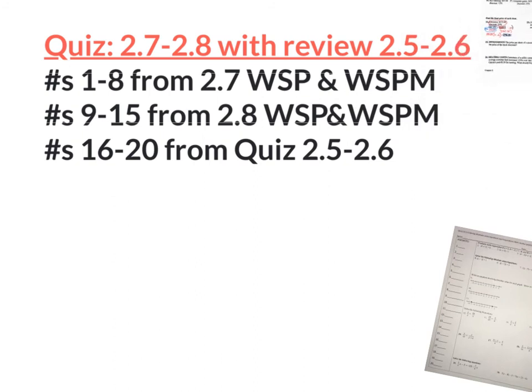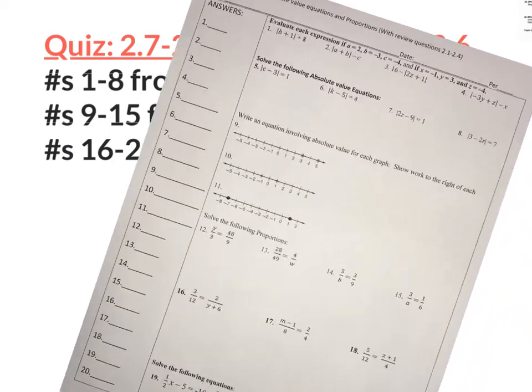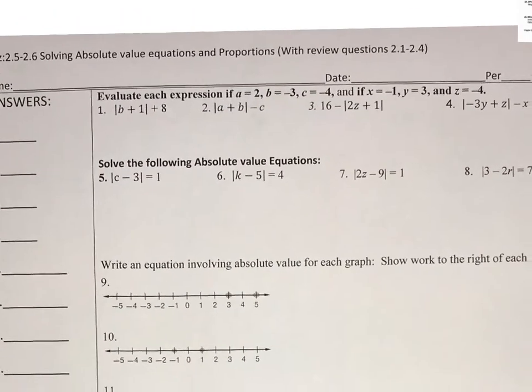The final part of the quiz tomorrow will be review questions, okay? So once again, 1 through 8 is from section 2.7, straight cut and paste from both worksheets WSP and WSPM. Numbers 9 through 15, 2.8 is WSP and WSPM. So once again, guys, you could feel free to create your own quiz. The first 8 questions come from these 2 worksheets, 2.7. The next 7 questions come from 2.8, these 2 worksheets. The last 5 questions are coming from last week's quiz, 2.5, 2.6, which is right here, okay?